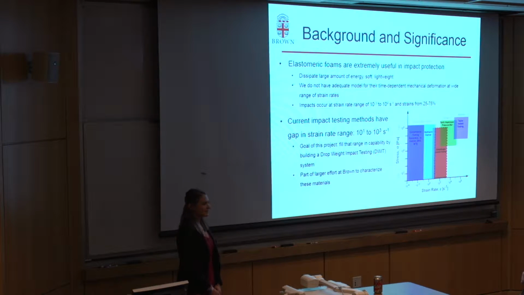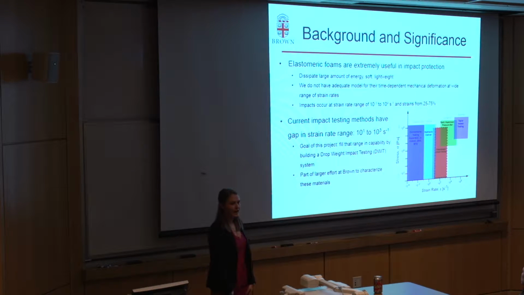So the soft materials that this system was designed to study are specifically elastomeric foams, which are extremely useful in impact protection applications due to their ability to dissipate great amounts of energy while also being soft and lightweight. So they're used in applications such as helmets or phone cases, many other products. But yet we still don't have an adequate model for their time-dependent mechanical deformation at a wide range of strain rates. And typical impacts occur at a strain rate range from 10 to the negative third to 10 to the fourth 1/seconds for nominal compressive strains between 25 and 75%.